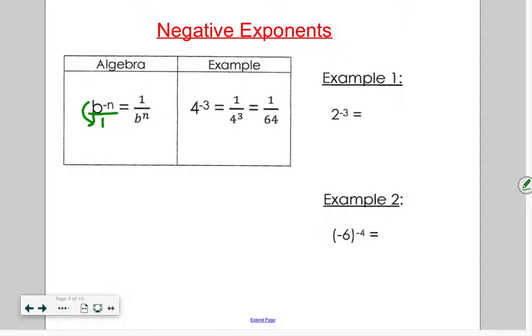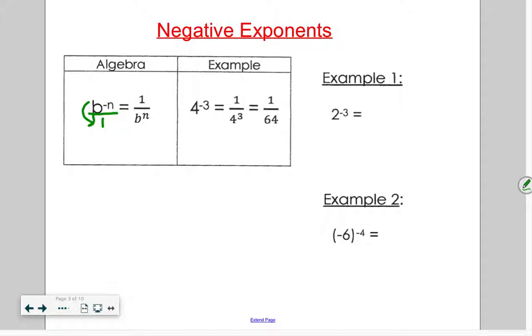So if I'm going to do this with 4 to the negative 3 power, if I have this negative exponent, in order to make it a positive exponent, I have to put it in the basement and make it 1 over 4 to the 3rd power. And then I simply solve 4 to the third power to make it 1 over 64.